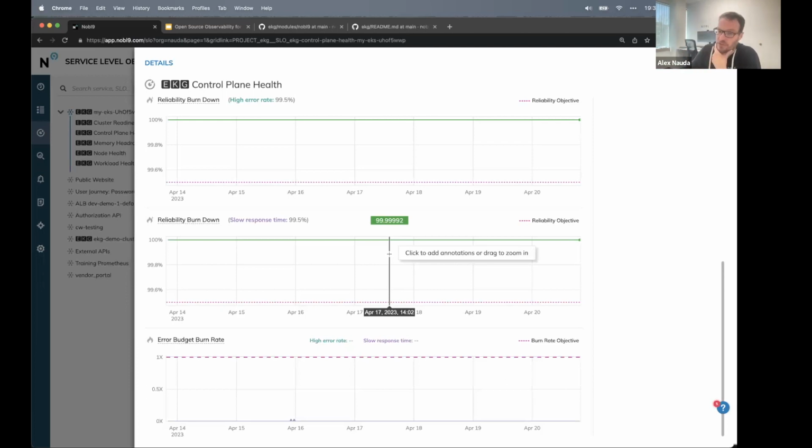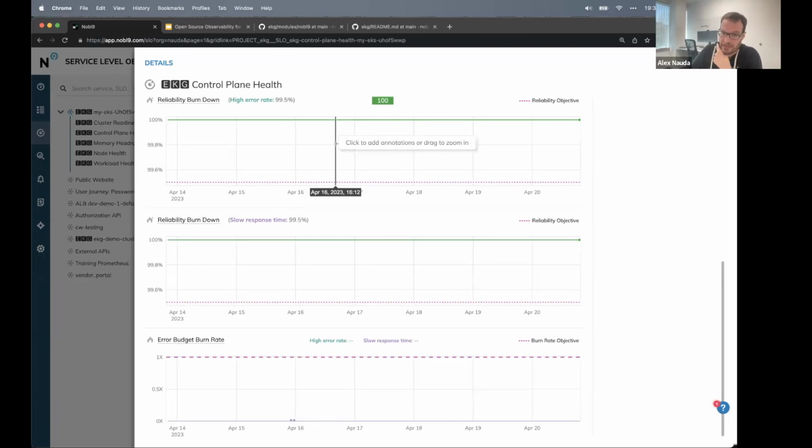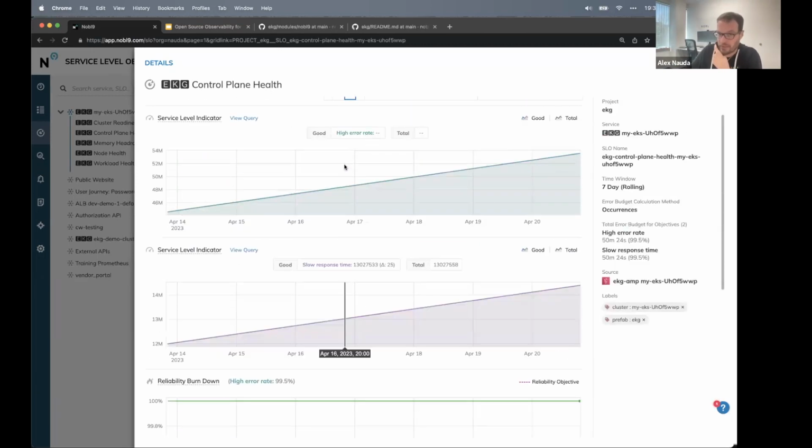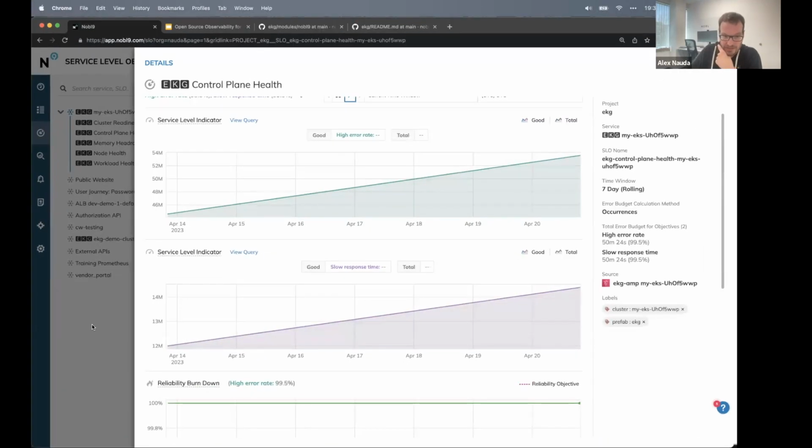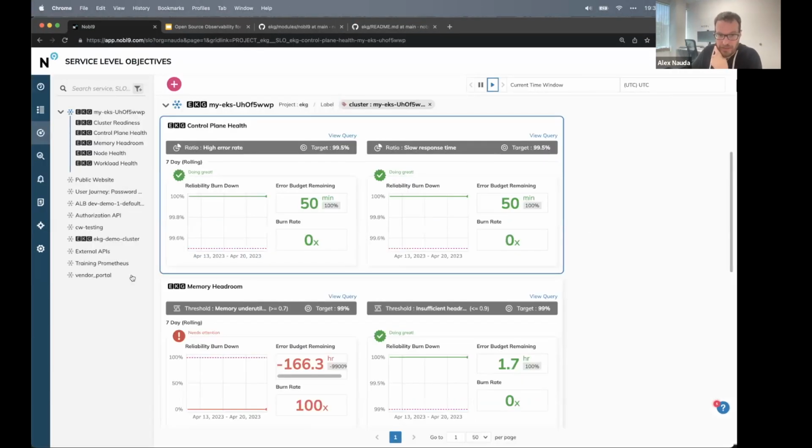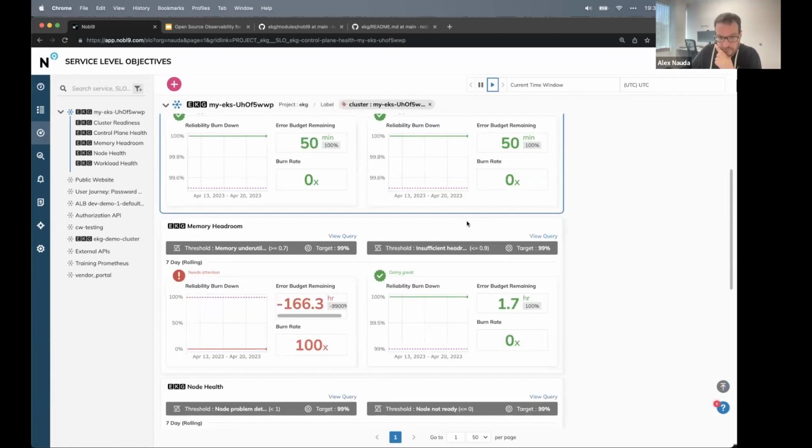It's possible to break the control plane, and if that's the type of problem you're having, you're going to want to know that pretty quickly. So that's how we set this one up for monitoring the control plane. Basic measure of error rate and a measure of response time.